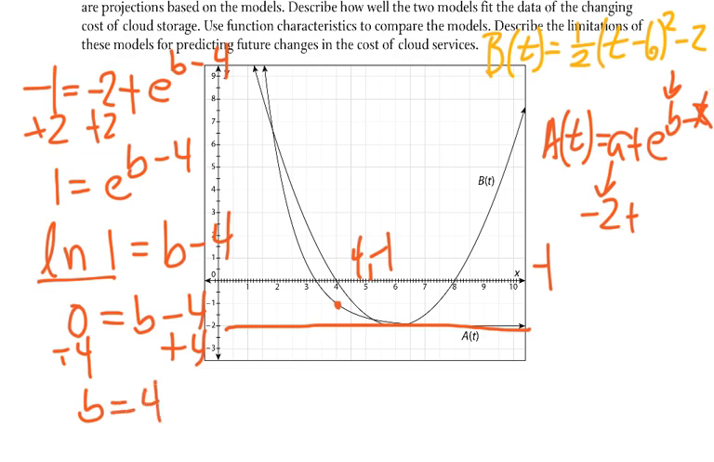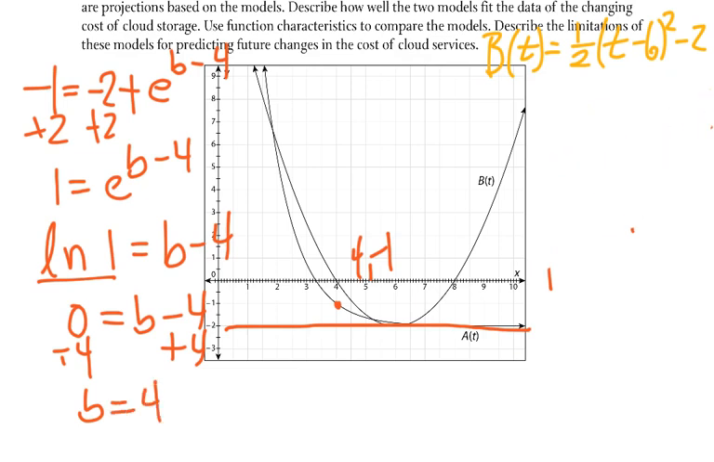So our equation for a of t would be a of t equals negative 2 plus e to the 4 minus t. Kind of a crazy looking function. So, like I said, I think that's probably enough for that problem. We will call that one good.